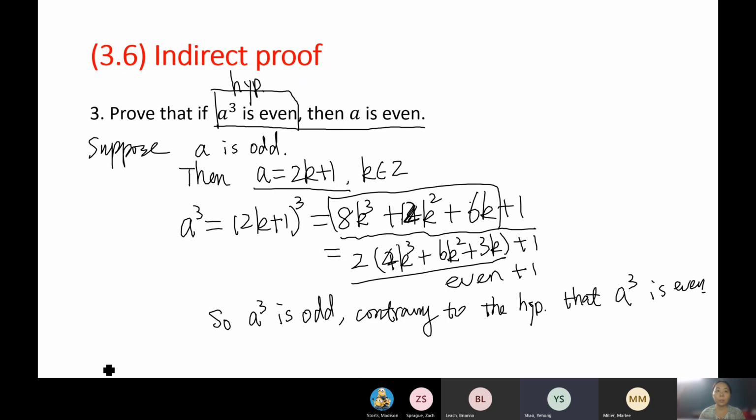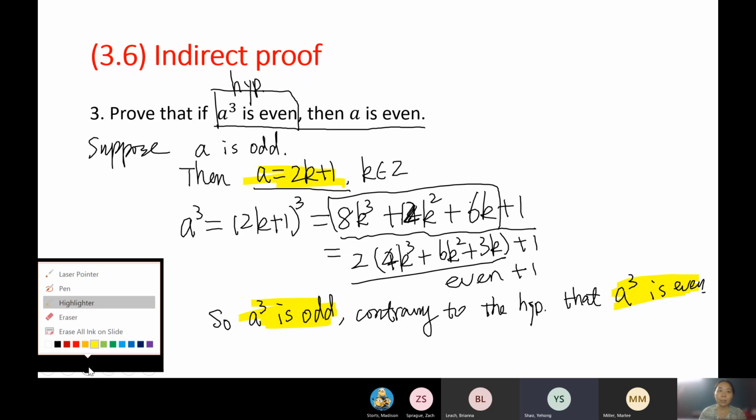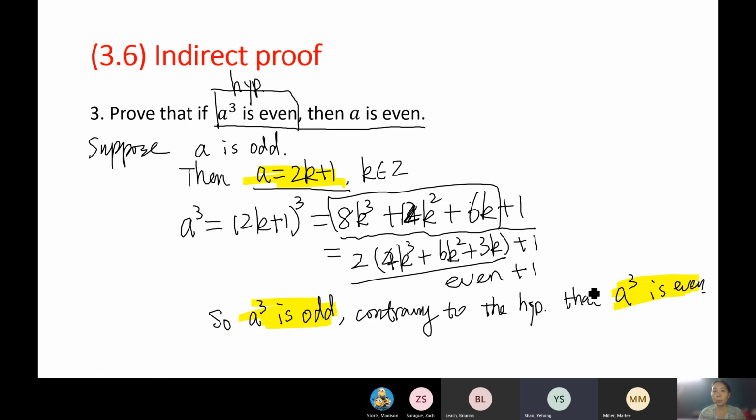Again, these 2 sentences, let me highlight them. A cubed is odd, which comes from my assumption, okay? But A cubed is even, that comes from the hypothesis. Because the hypothesis is what the problem tells us, it's true. So the only possibility is that the assumption must be false. So A is even. Okay. All right, so you're going to use this in number 4.